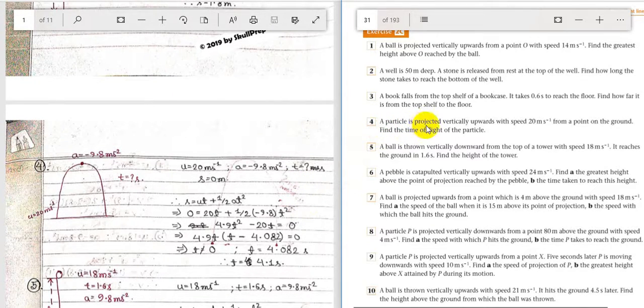Question number 4. A particle is projected vertically upwards with speed 20 meters per second from a point on the ground. Find the time of flight of the particle. The time of flight is basically the time the ball has taken to move from its point of projection to again come back to its point of projection. So this is the diagram. It has given you the information like initial velocity, that is 20 meters per second.